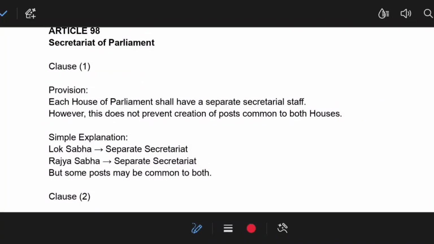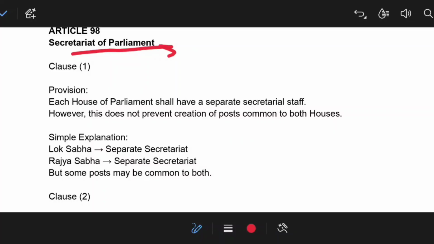Article 98. This article is important because UPSC asked a question in prelims from this topic. Almost all the important provisions that I have discussed, about the speaker and deputy speaker, have already been asked by UPSC in the prelims examination.